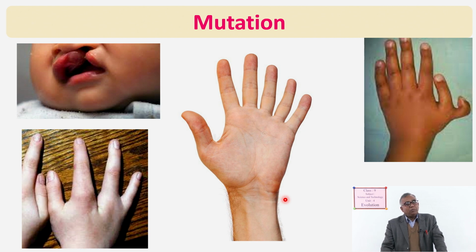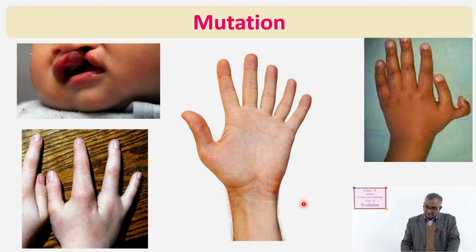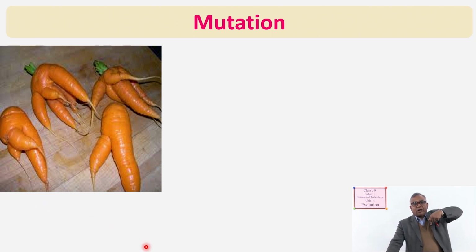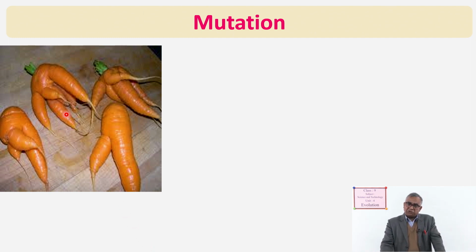Because of mutation. Till now, we have not studied what mutation is. These are just examples we are seeing. You have to define it yourself. Mutation is that. Okay. Not only in animals, plants also, look here. Number of branches of that carrot. Normally, carrot is single. But here a number of carrots are connected together. It is an example of mutation.